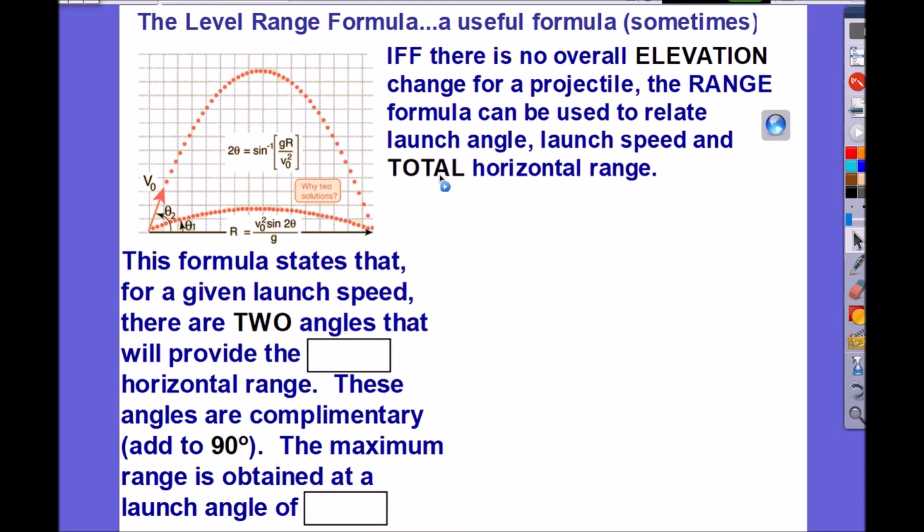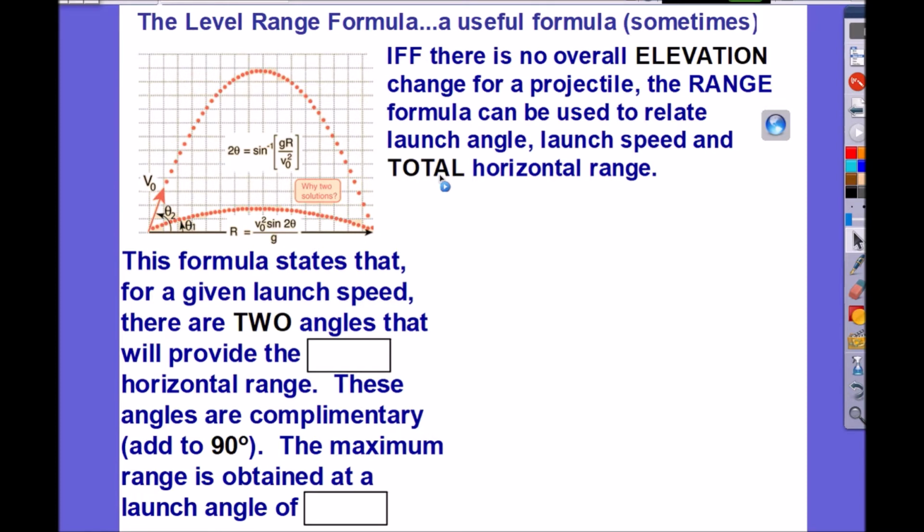So some obvious applications here. A soccer ball being kicked from the ground and then landing after it's traveled as a projectile back on the ground, we could use this formula. A football, maybe a punter kicking the ball at maybe chest height or a little bit higher, and the ball travels through the air, and the punt receiver catches the ball again at the same elevation from which it was kicked. We could use that formula.